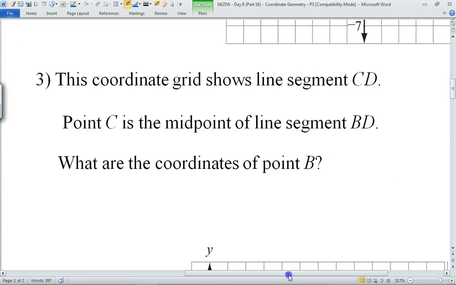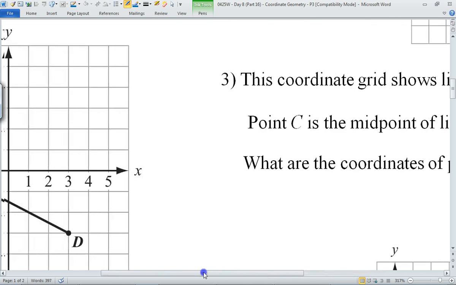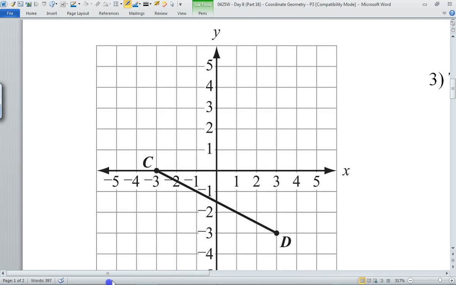All right, the coordinate grid shows line segment CD. Point C is the midpoint of segment BD. That's weird. Point C is supposed to be the midpoint of segment BD. Well, how could that be the midpoint? It's all the way over here on the end. Well, that's because the point B is not shown.